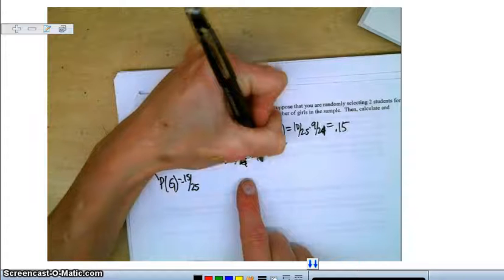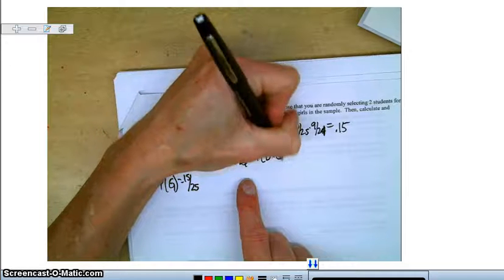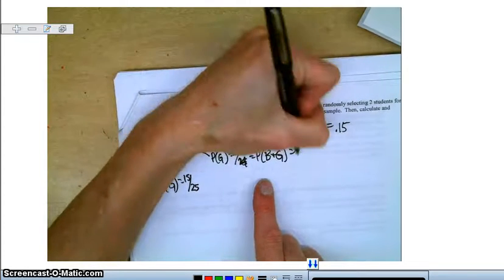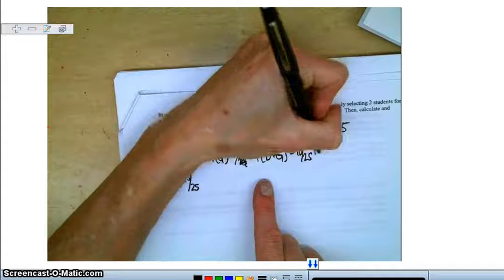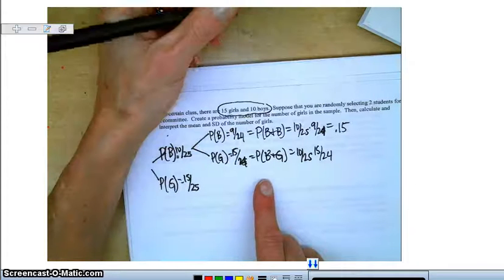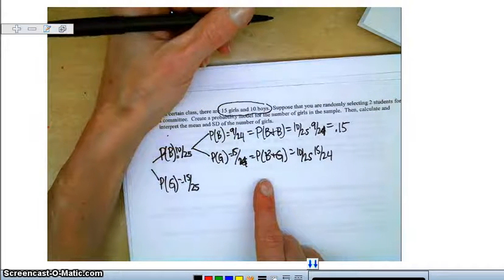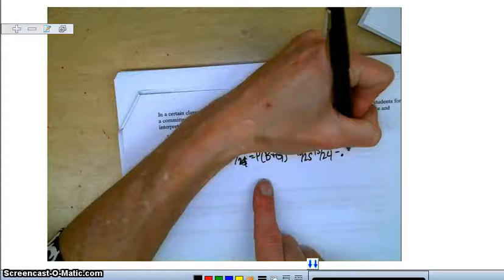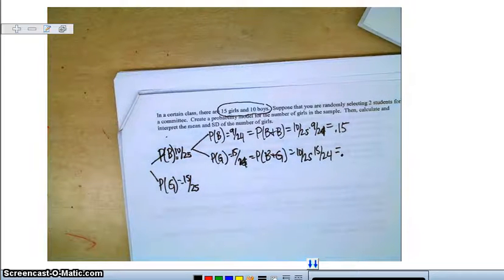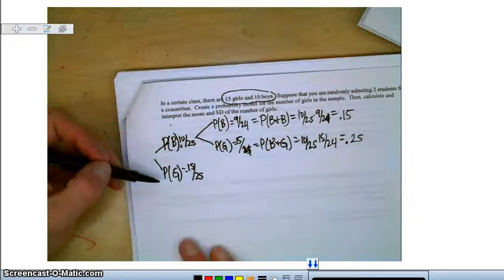So the probability of getting a boy and then a girl is equal to 10 out of 25 times 15 out of 24. And that gives us 0.25. Okay, so now the other scenario is if I picked a girl first.